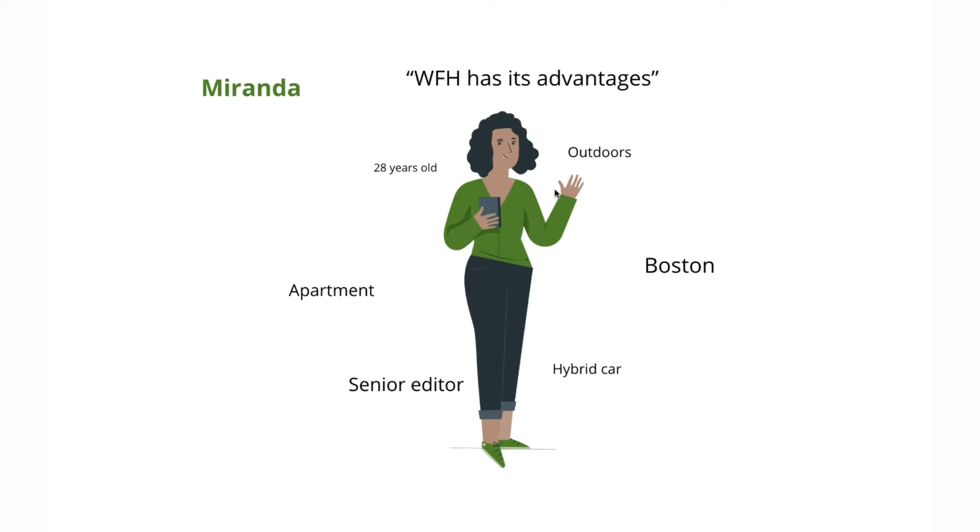Meet Miranda, a 28-year-old senior editor at a publishing company in Boston. Miranda has rented an apartment just outside the city in an upmarket neighborhood. Due to the fact that she's now working from home, and will be for the foreseeable future, she realizes she no longer needs a car for her daily commute. So last week, Miranda sold her 5-year-old hybrid to her best friend. Her friend promised her that the money would be in her account today, and that's where the story starts.